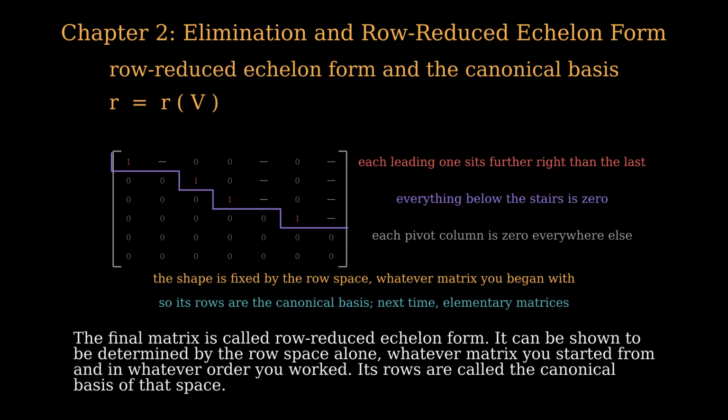The final matrix is called row-reduced echelon form. It can be shown to be determined by the row space alone, whatever matrix you started from, and in whatever order you worked. Its rows are called the canonical basis of that space.